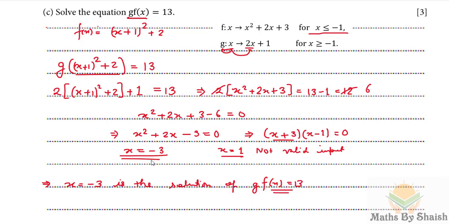So we have to be careful with the last output. If there are two values, we need to check which value is valid. I hope it is clear. Let's discuss the next question now.